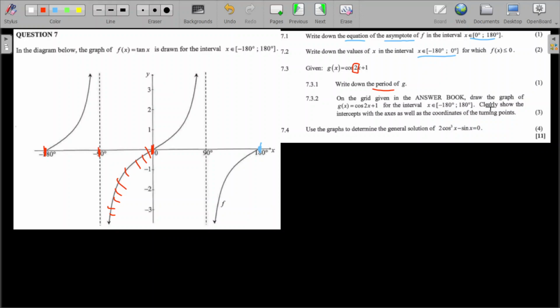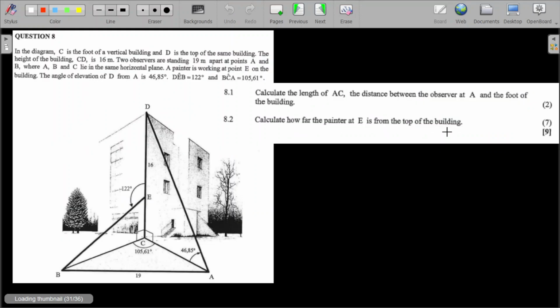Again, now here, drawing the graph, you just use a calculator. Hopefully people know how to draw a graph using their calculators. And the general solution, okay, very, very important. You need to know how to do a general solution. There's nothing much I can say about the general solution.